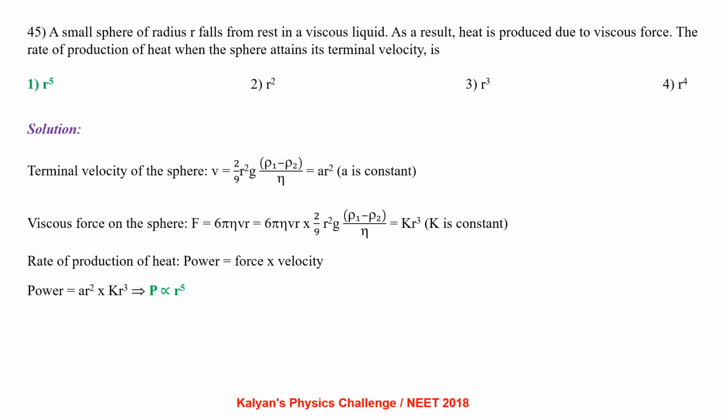Then viscous force acting on the sphere is 6 pi eta V r, where eta is the coefficient of viscosity. So from here we can see viscous force is directly proportional to the radius of the sphere. Substituting the value of velocity in this formula, we get viscous force is directly proportional to the cube of the radius of the sphere. Rate of production of heat is nothing but power equal to force into velocity. So power is proportional to r power 5.